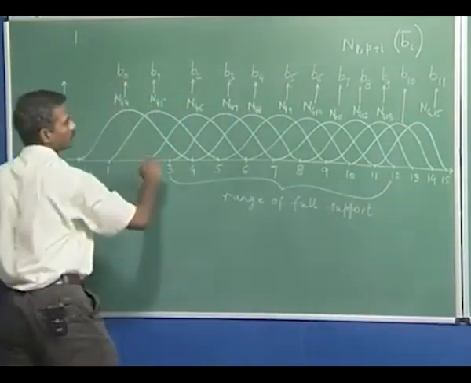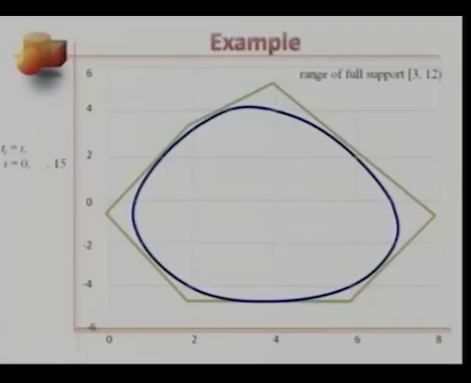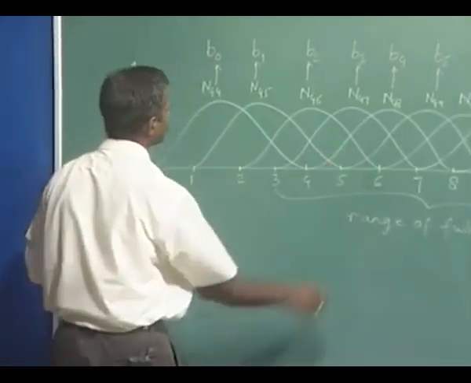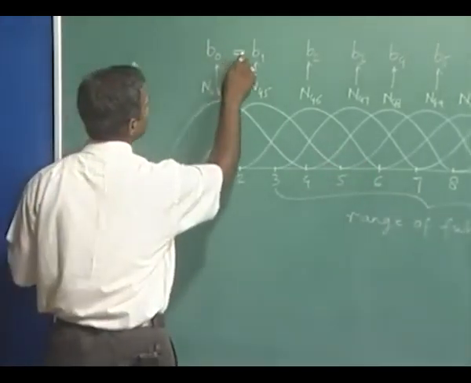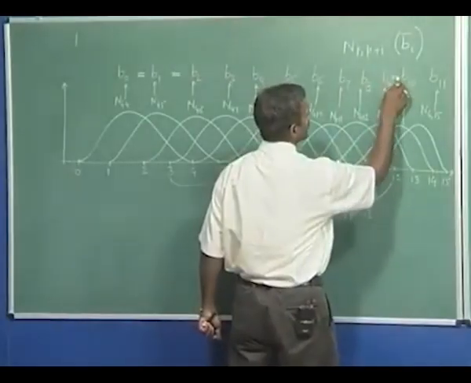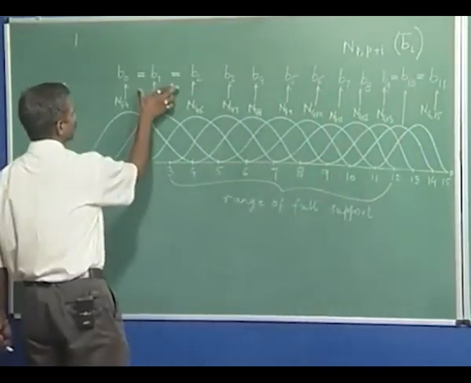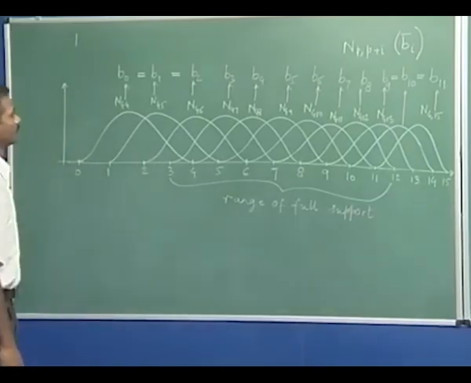From B0 to B11, we have 12 design points. Of those 12 design points, 3 of the first ones are coincident, and 3 of the last ones are coincident at the same site. Though this is a general figure, for our example, B0 equals B1 equals B2, and B9 equals B10 equals B11. 3 of the last and 3 of the first design points are coincident.